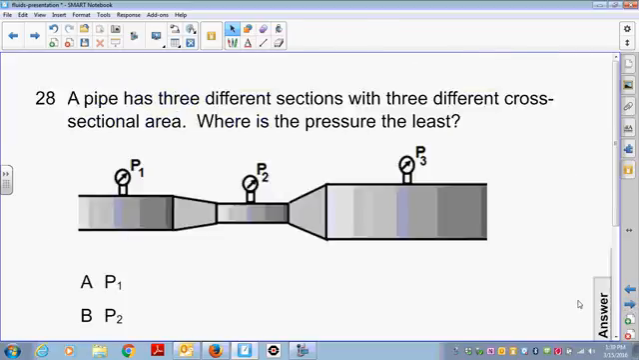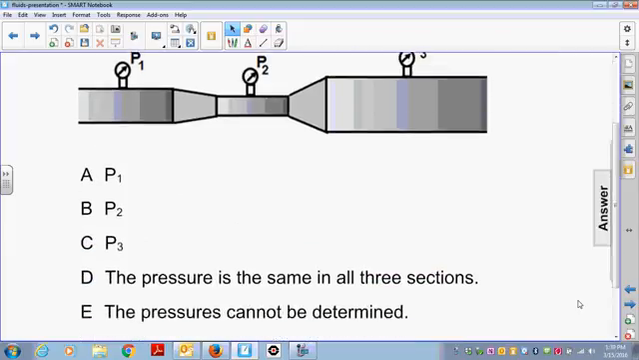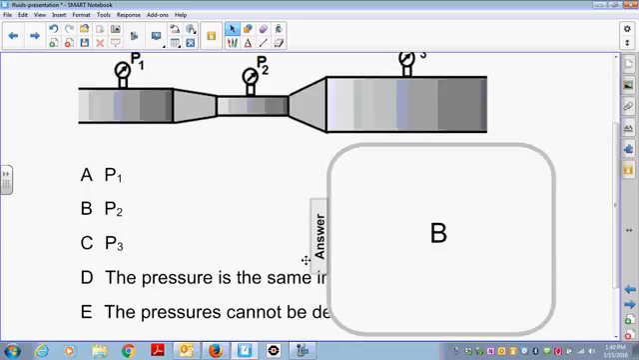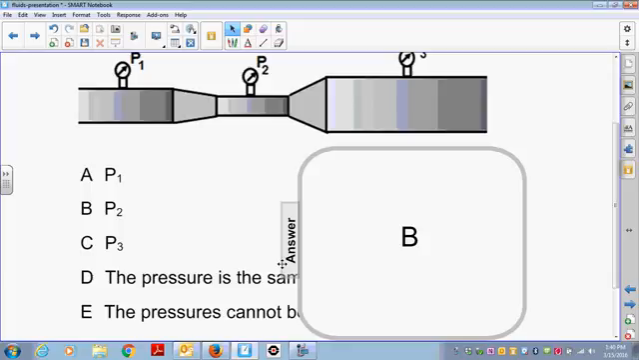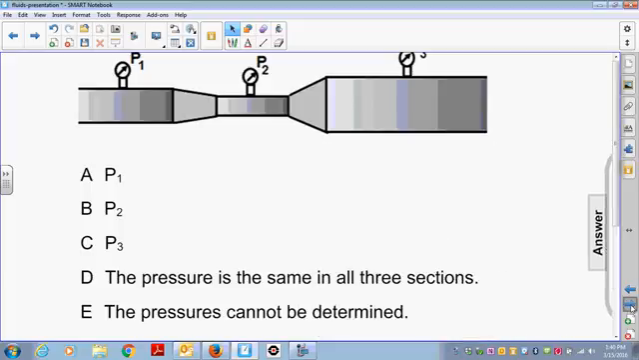A pipe has 3 sections with 3 different cross-sectional areas. Where is the pressure the smallest? Is it at position 1, position 2, position 3? The pressure is the same at all 3 sections. The pressure cannot be determined. Go ahead and pause the video if you need to. Hopefully you chose B, at position 2.